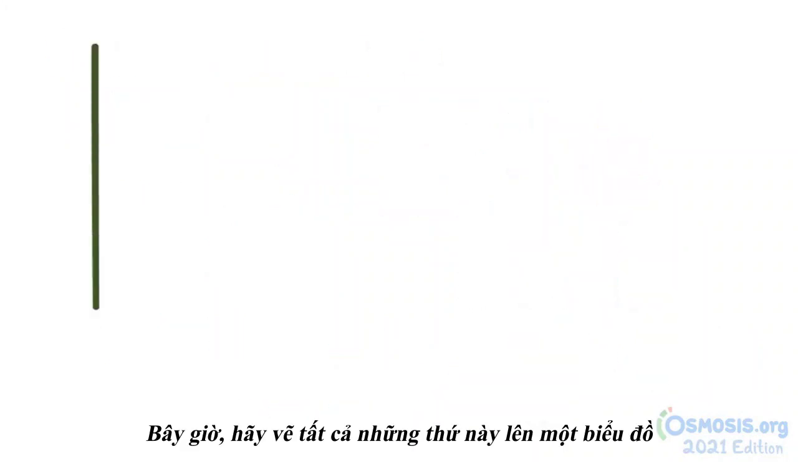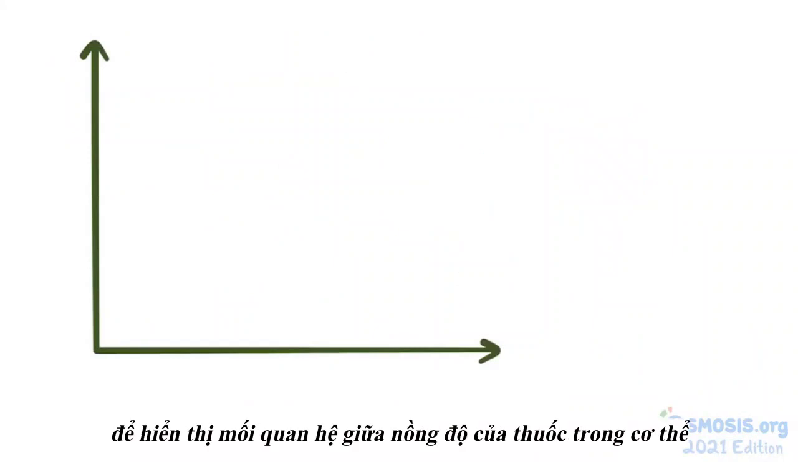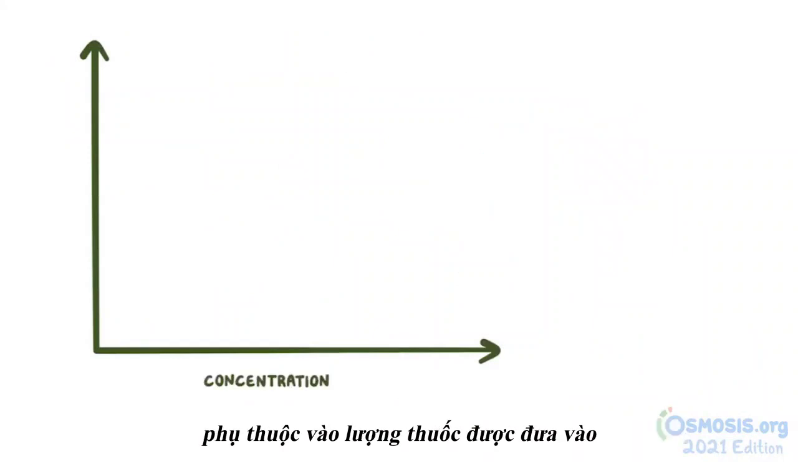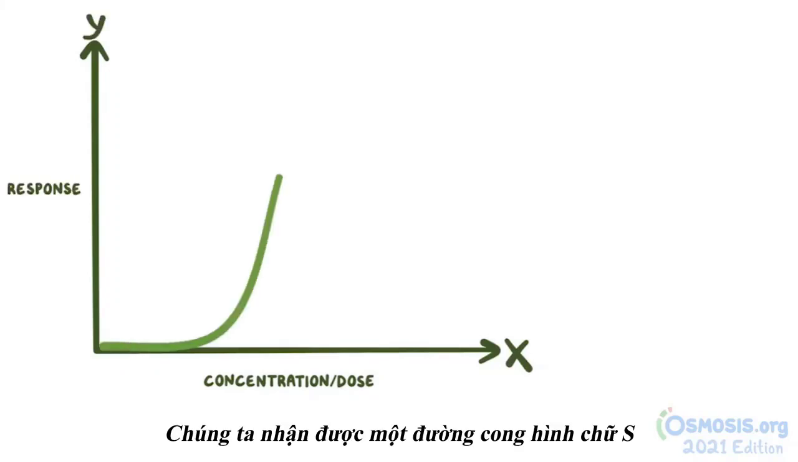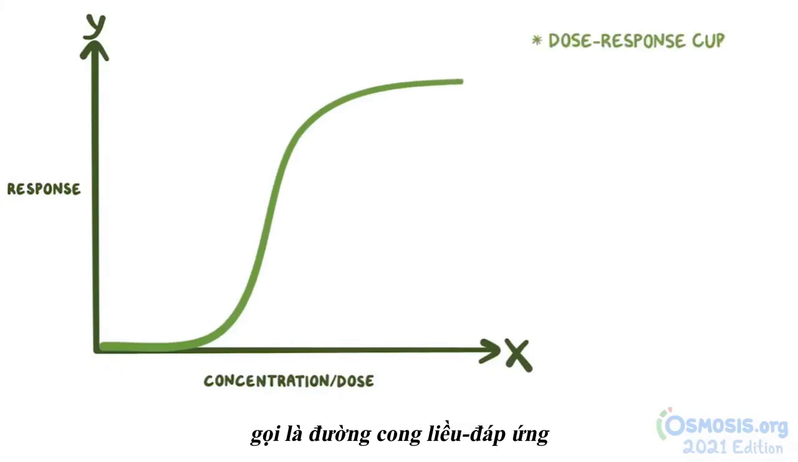Alright, now let's plot all this into a nice graph to show the relationship between the concentration of a medication in the body, which depends on the amount of medication given, also known as the dose, on the x-axis, usually on a logarithmic scale, with the response produced on the y-axis. What we get is an S-shaped curve, called the dose-response curve.